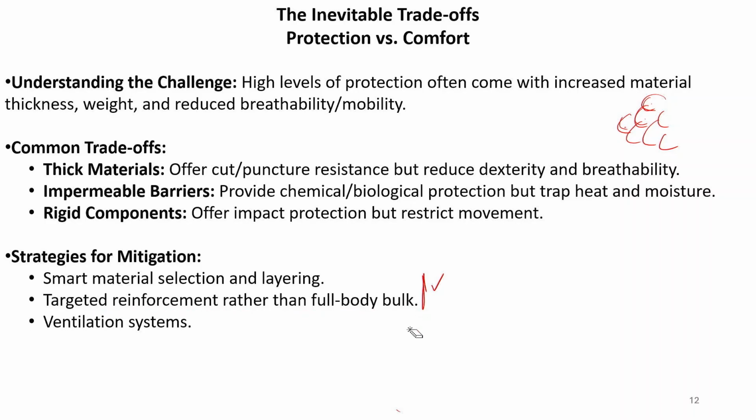And also I have mentioned that a ventilation system can be created if we have to provide the impermeable barrier. If we cannot avoid this impermeable barrier, in that case we must create some ventilation in the system, so that the moisture vapor or heat trapped inside can pass through.